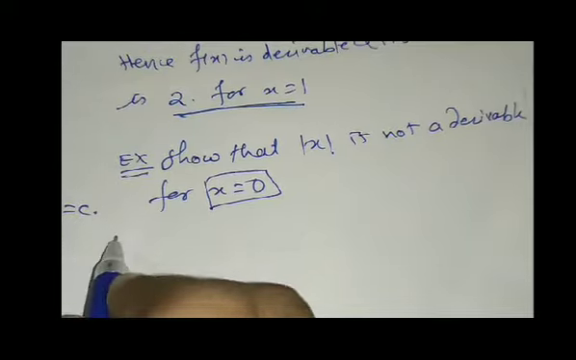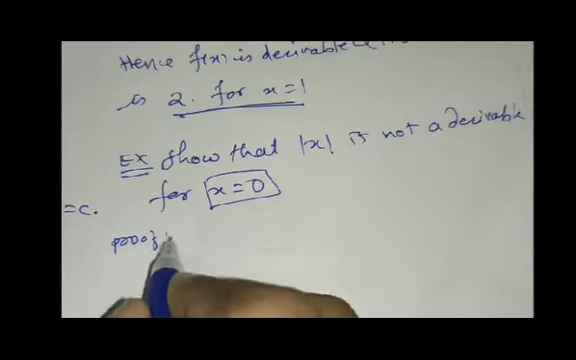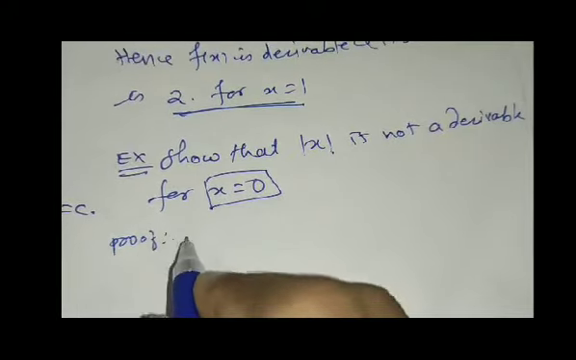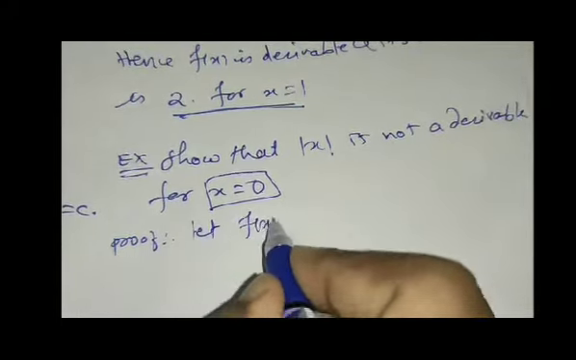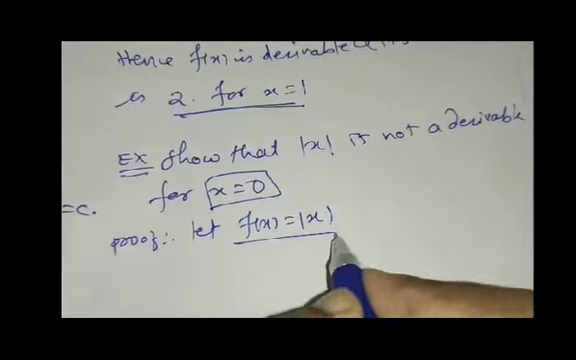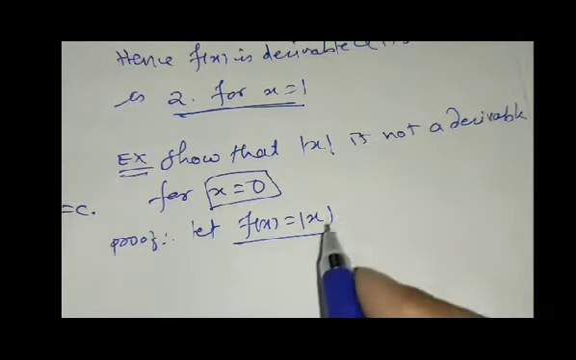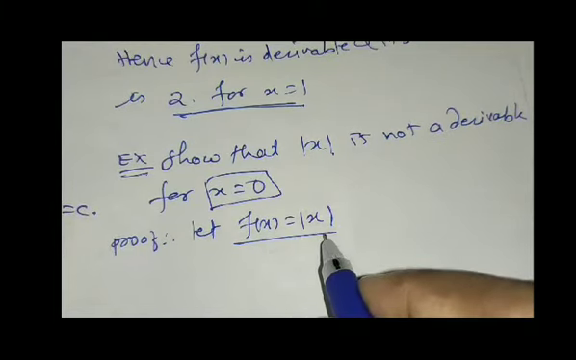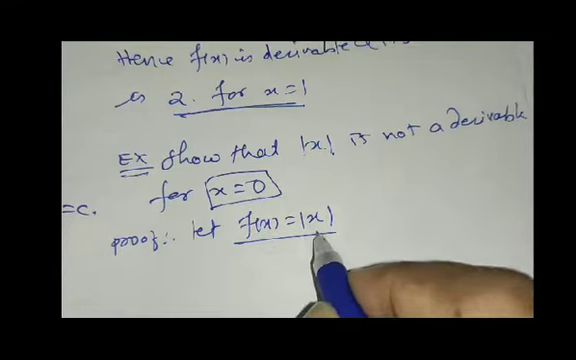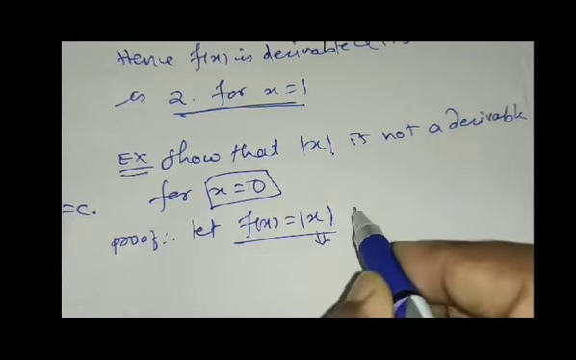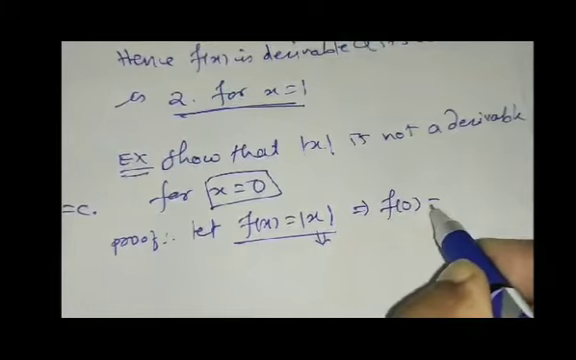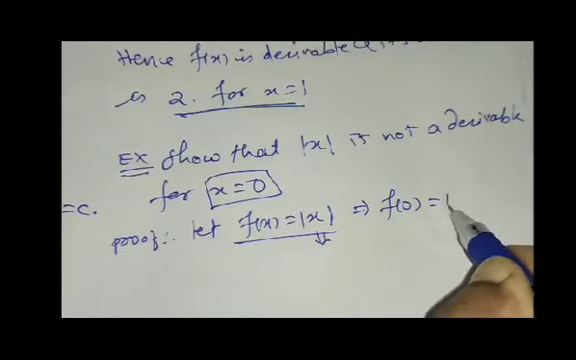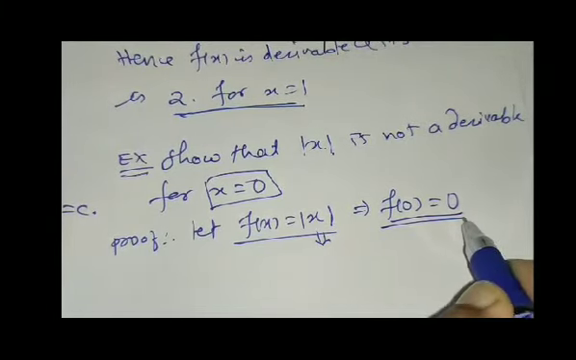So we start the proof. Let f of x equal to mod x. This is our given function. So we know that either x is positive or negative, doesn't matter. We get f of 0 is 0. Definitely f of 0 is equal to 0.